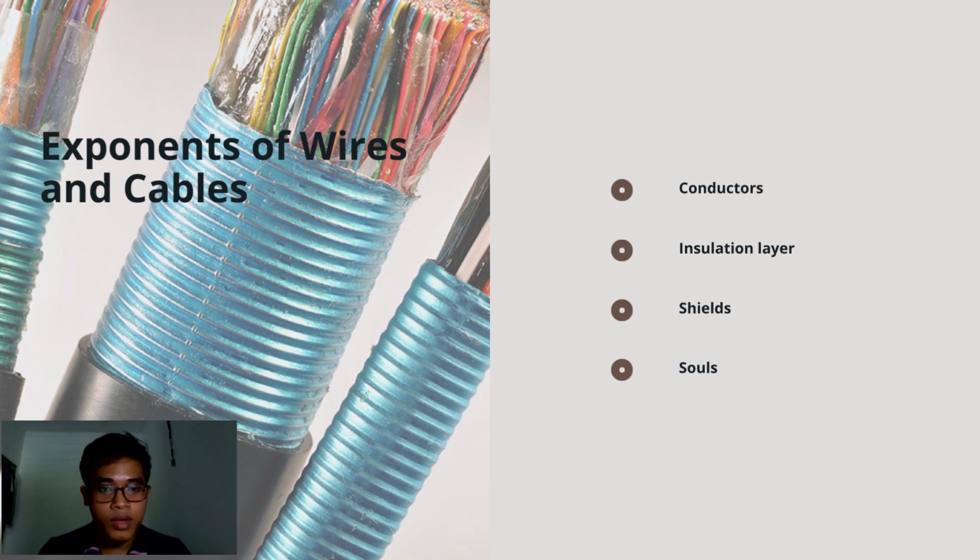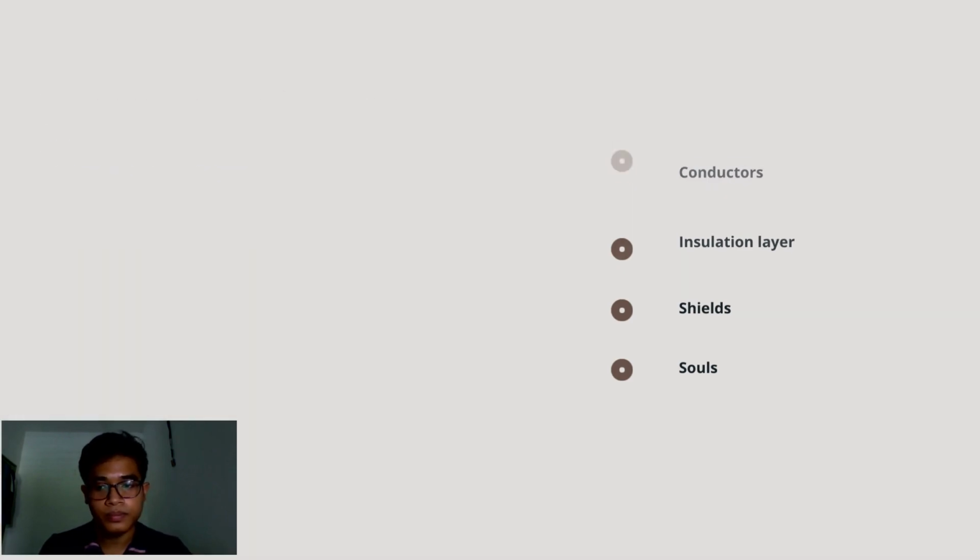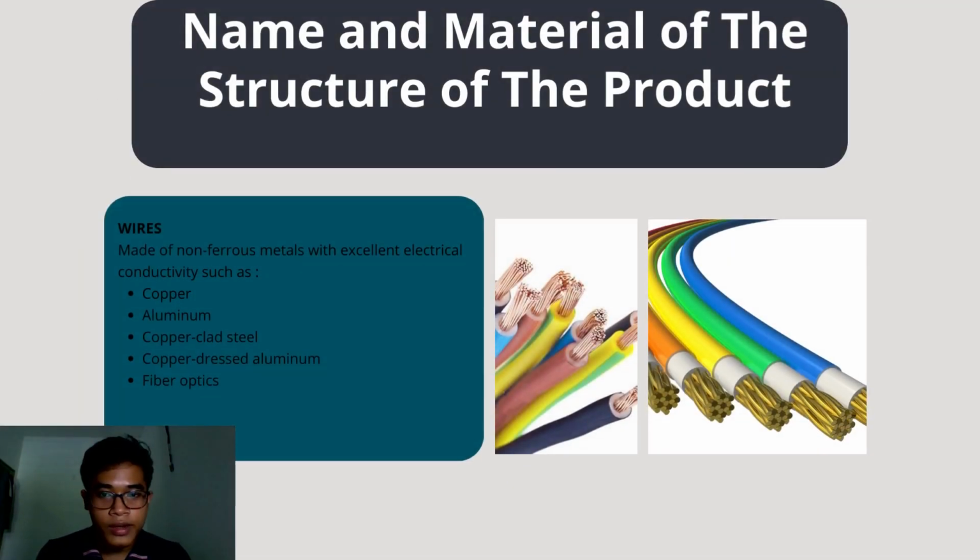The structural elements of wire and cable products can generally be divided into four main structural components, which are conductor, insulating layer, shield, and sheath, as well as fitting element and tensile element. According to the requirements for the use and application of the product, some products have a very simple structure. Name and material of the structure of the product.